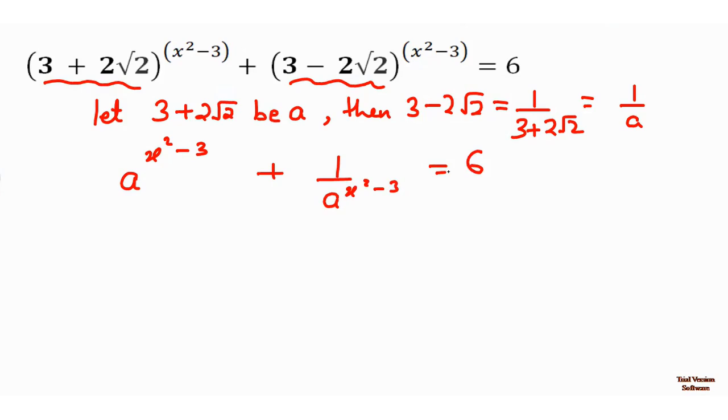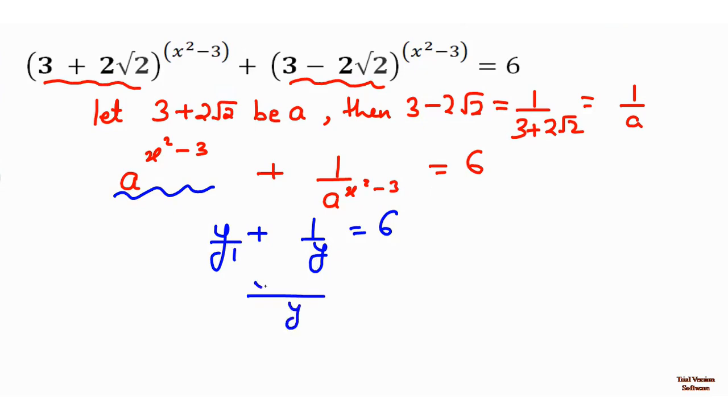You can solve it from here, but if you have confusion with this part also, you can assume one more thing. You can take a to the power x square minus 3 as y. So you'll get y plus 1 upon y equals to 6. Now, can you notice that this is a quadratic equation? At least we can make it one. Here we'll take the LCM. In the denominator, we have 1 and y. So the LCM will be y. This would be y into y square plus 1 upon y is equal to 6. So we'll get y square plus 1 equals to 6y.